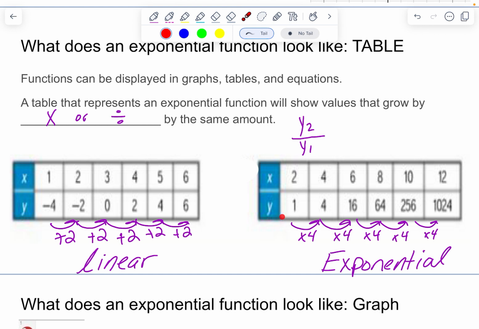So for this, I would do 4 divided by 1. Or you can go 16 and divide by 4. Or you can do 64 divided by 16. You just have to do 2 consecutive points and do the second one divided by the first one. So the bigger one is not necessarily the one on top. The one that comes second has to go on top. And that would allow you to be able to see what it multiplied by to be able to change.